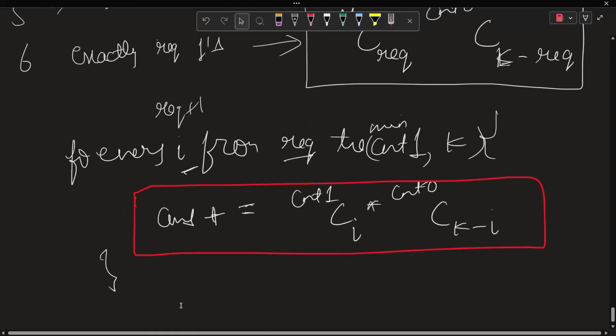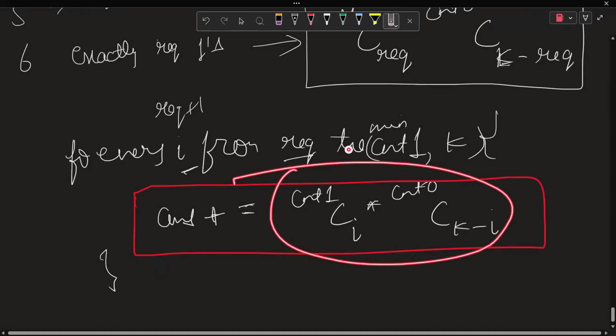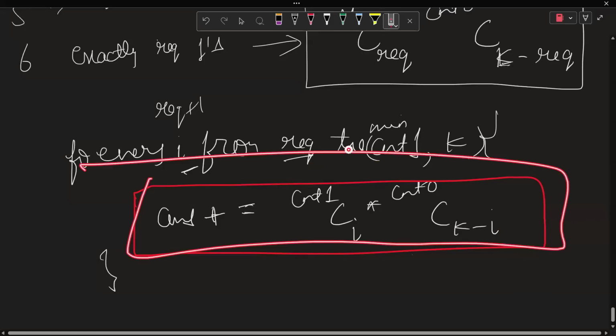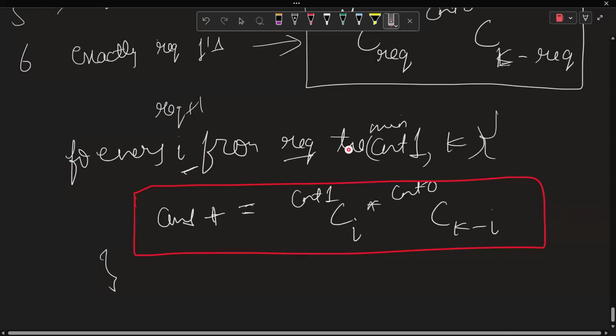So you can just write this formula: for I number of ones, this is the number of ways. Then you iterate for every I greater than or equal to required and add your answer for all those possibilities. Then you would get your final answer. Okay, so I hope this is clear.